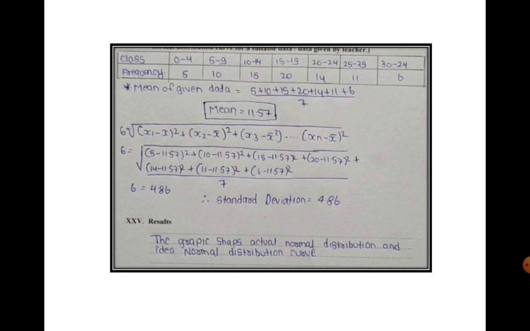As we have seen, this was the class. If we want to check the mean value, we add all these frequencies. The frequencies are 5, 10, 15, 20, 14, 11 and 6. We add all these frequencies and divide by the total number of classes, which is 7. Once we add all this and divide by 7, we get the mean value, which is 11.57. The next is the sigma value, which we also call the standard deviation value.